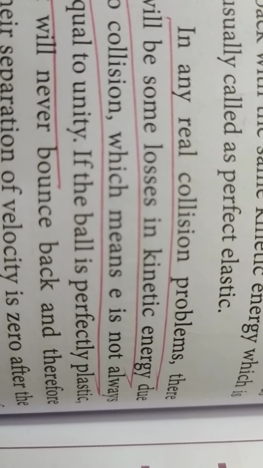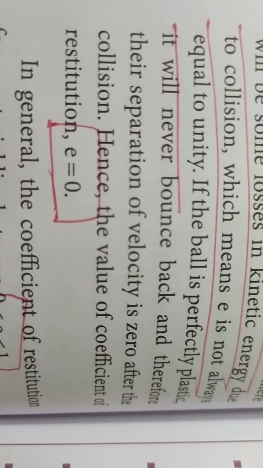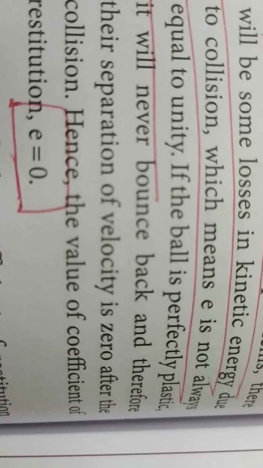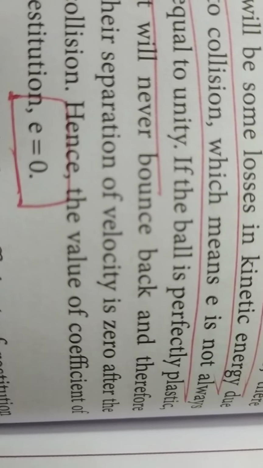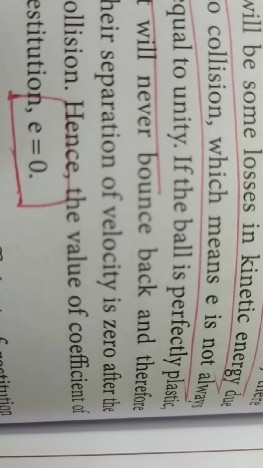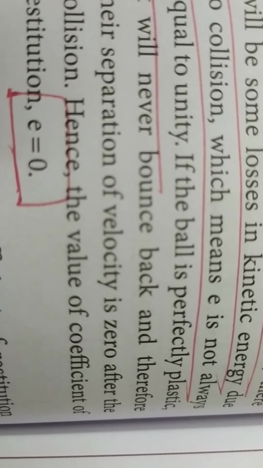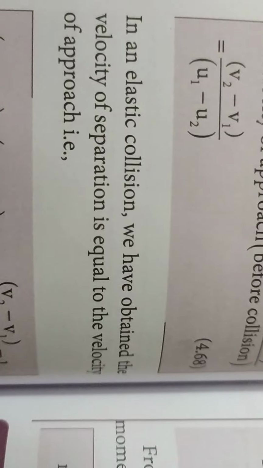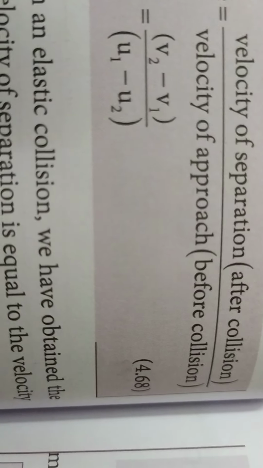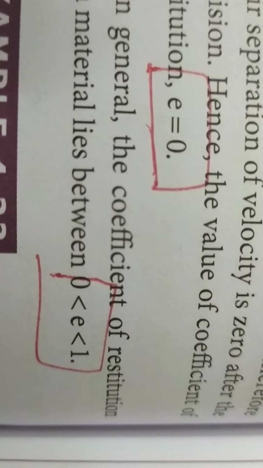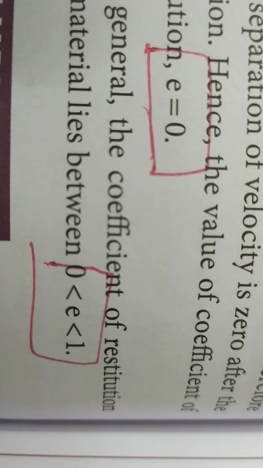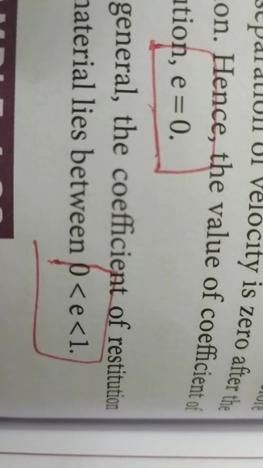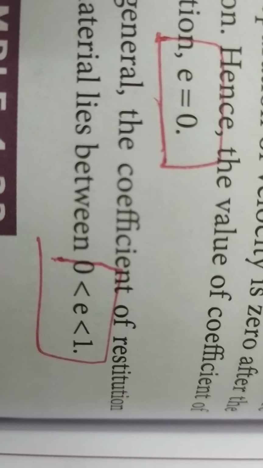E means coefficient of restitution. So here there will be some loss of energy. If the ball is perfectly plastic, not elastic, it will never bounce back, and so the velocity of separation is 0 after the collision. So here the numerator becomes 0, and E is 0. That means the coefficient of restitution always lies between 0 and 1. So the E value will vary from 0 to 1, from perfectly inelastic to elastic collision. Hope you understand, girls.